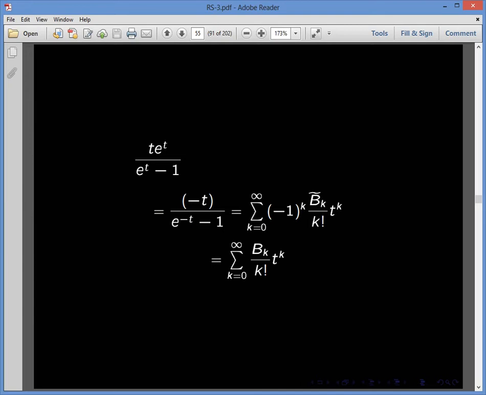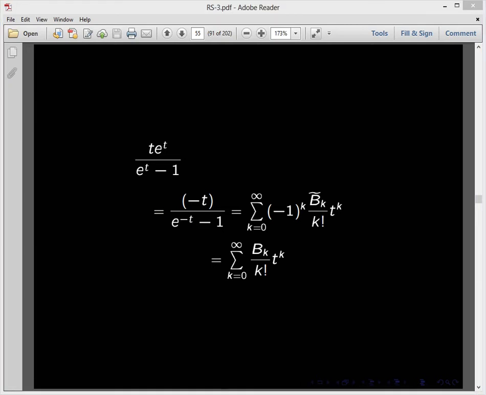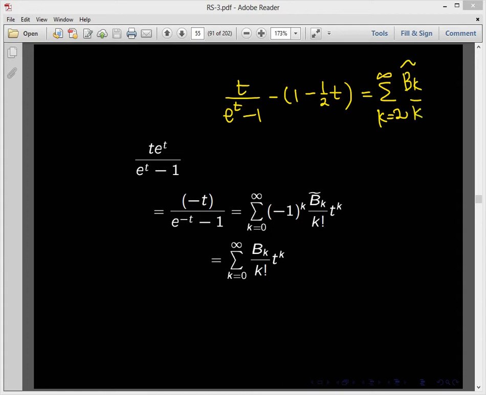If you just use the first two terms, it gives you a linear function in t. If you subtract that off, I think that is t over e to the t minus 1, minus the original first kind of Bernoulli number, minus 1/2. That's the first Bernoulli number. If you subtract that off, the rest of the part starts with k from 2 to infinity, the first kind of Bernoulli number times t to the k, like that.